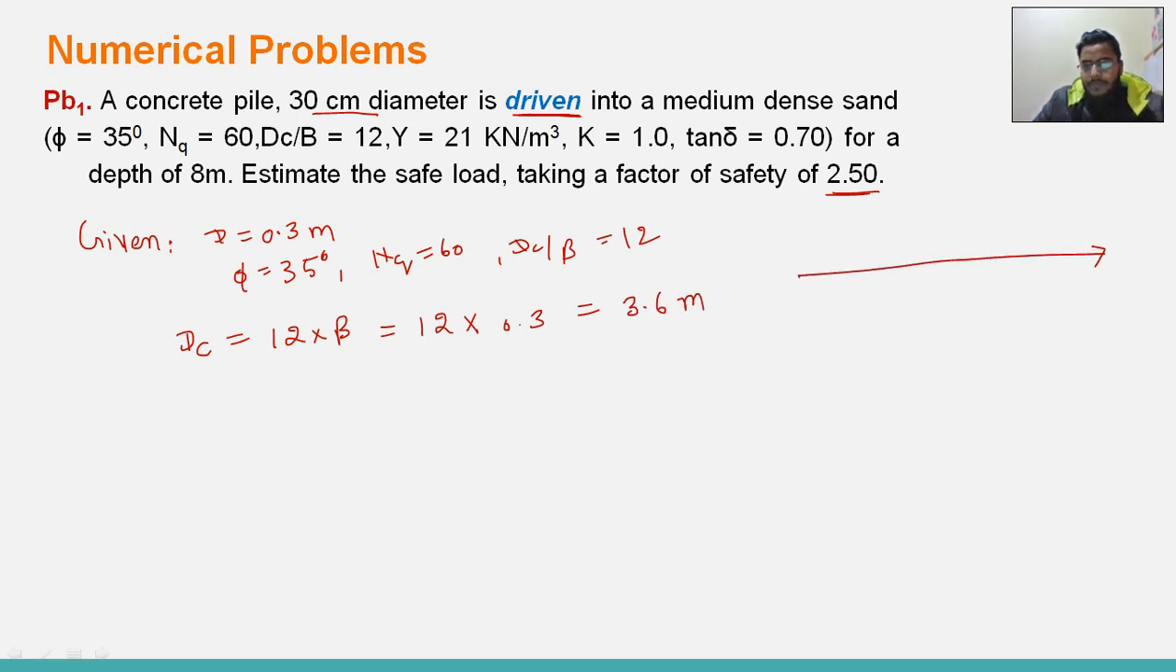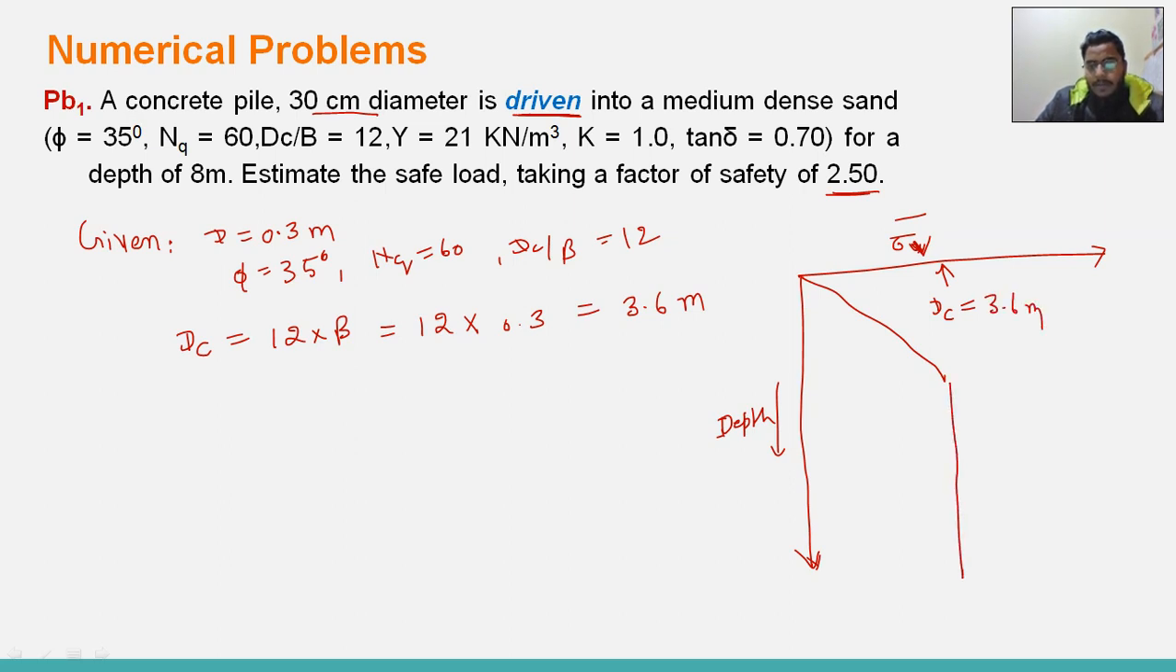Now check the graph. This is the graph of vertical stress, and this is the graph of depth. It will change, it will increase sigma V up to 3.6 meter, and then it will become constant, right? So let's find out the value of sigma V at the 3.6 meter depth. So we can calculate the vertical pressure at 3.6 meter depth. That will be 3.6 into 21.